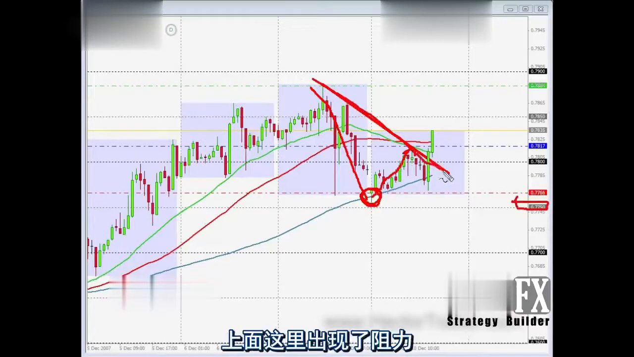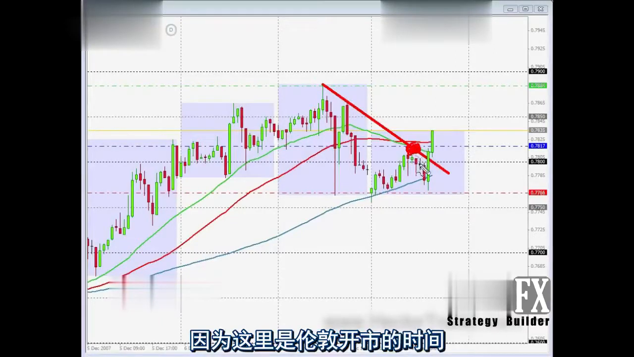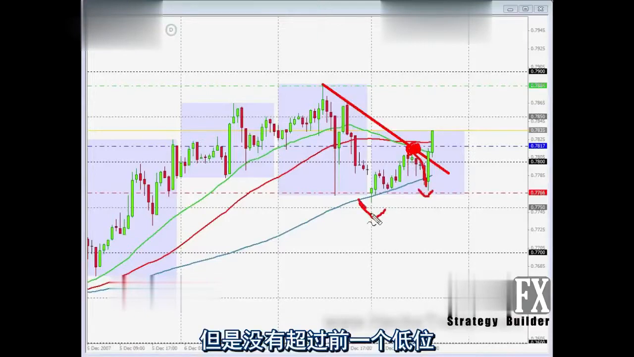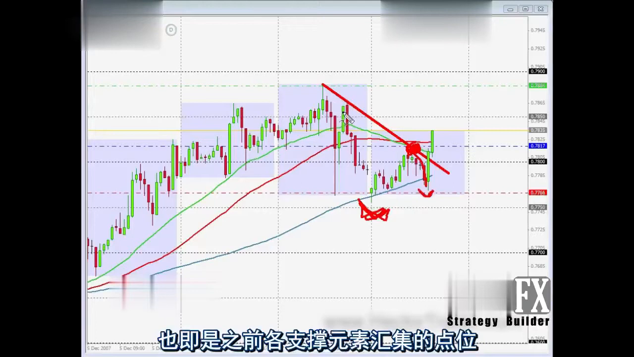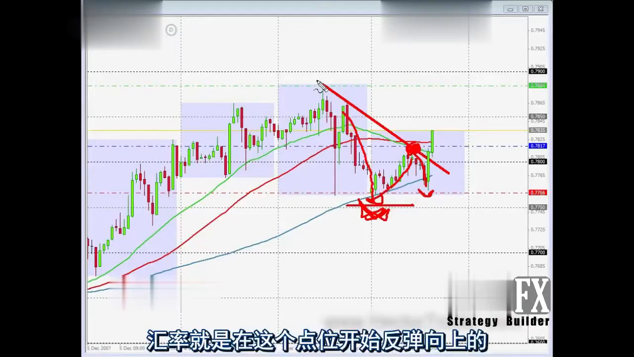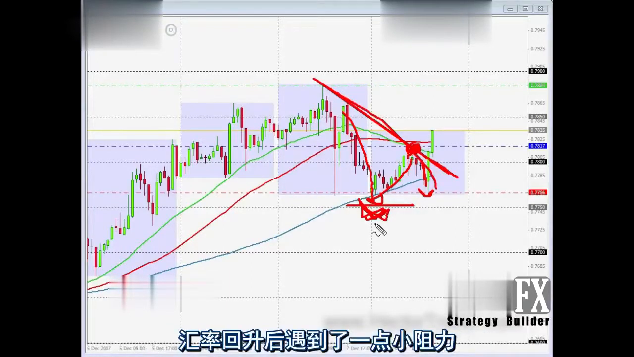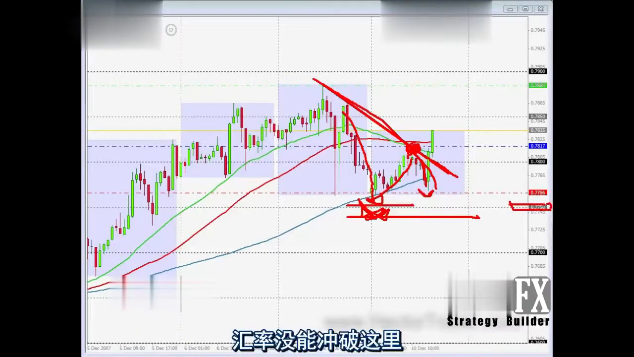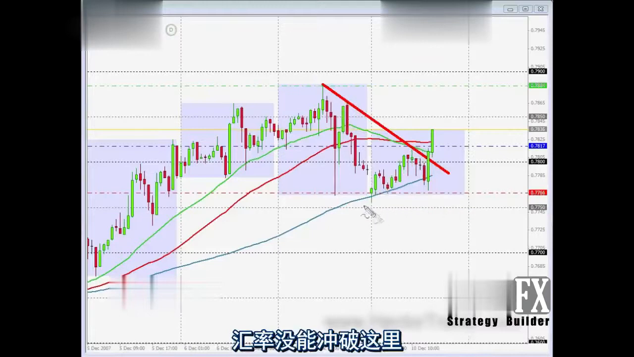We found a little bit of resistance right there as the London market opened. We came back down, but we could not take the previous low, this low I'm talking about. Price bounced up off that level of confluence of support I was mentioning before. We found a temporary resistance at the retracement trend line. From there, the bears unleashed another attack to the lows of the day, the 0.7750, the key level to keep an eye on today. We could not take this previous low.